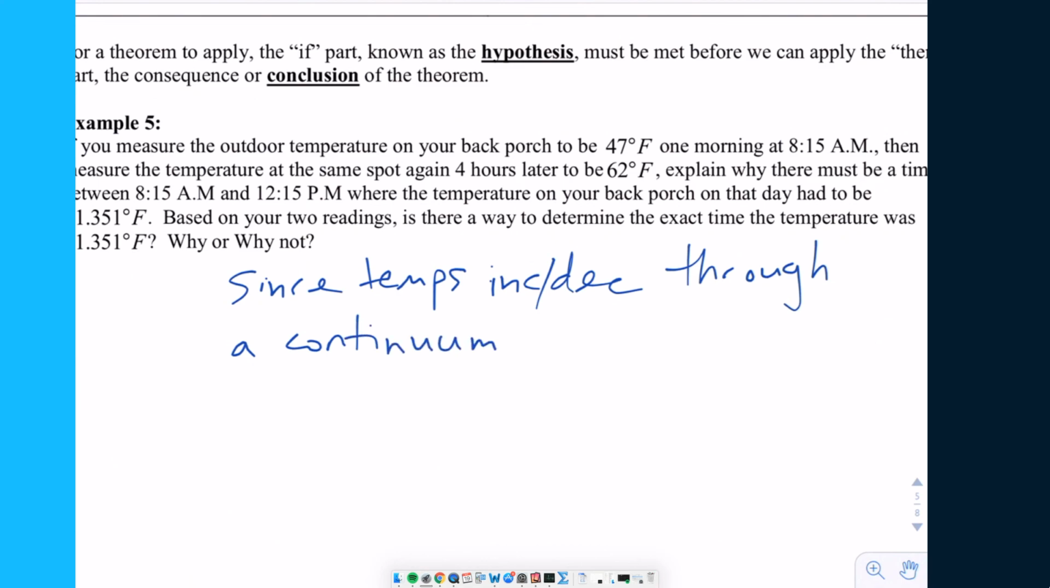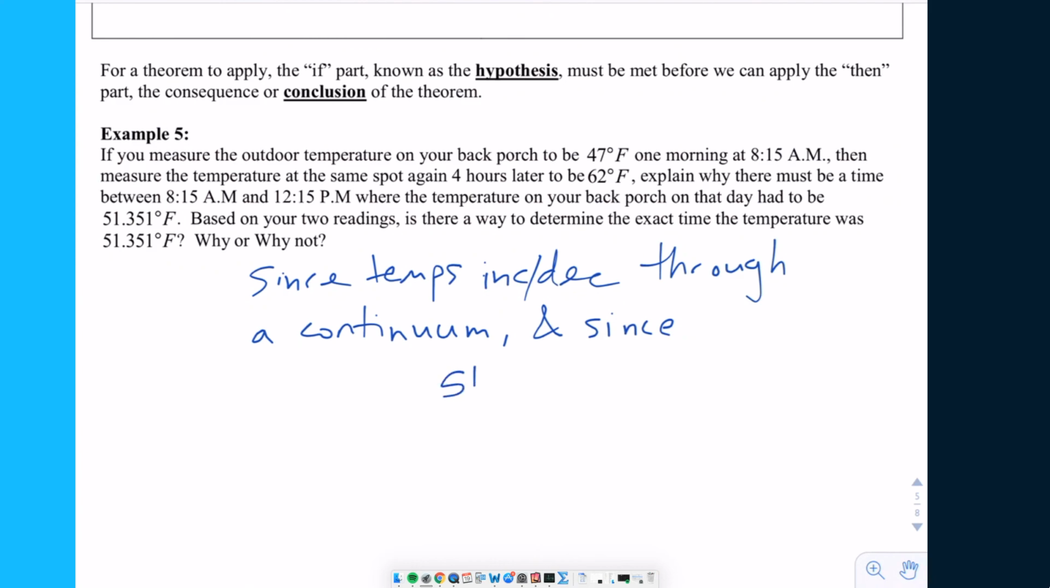That's a cool word. There's two U's back to back. Comma. And since we can do this, 51.351 is less than or equal to 62, which is greater than or equal to 47. So kind of like the squeeze theorem, the inequality is a pretty important thing, because it basically says the value that we're trying to prove existed falls between the other two y values at the endpoints, okay?